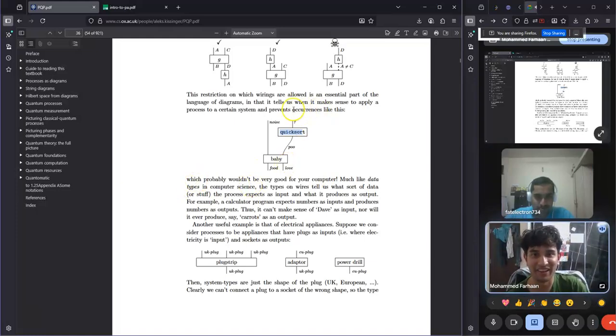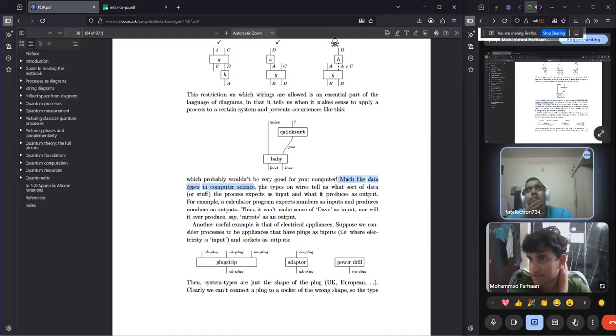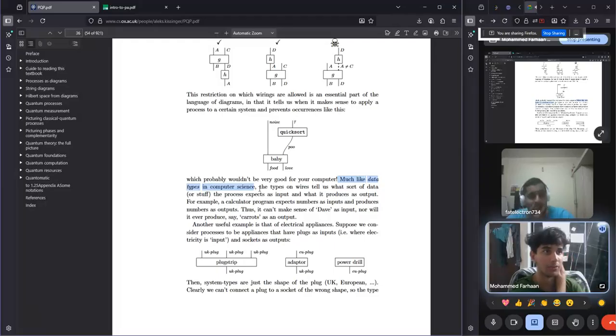So yeah, you can prevent occurrences like this, which probably wouldn't be very good for your computer, much like data types in computer science. The types on wires, a small note I want to make, just an observation. I've noticed that data types, we often study them as some sort of consequence of programming, right? That you have to obey them. I think they're very intentional structures that go from logic to formal language and so on.